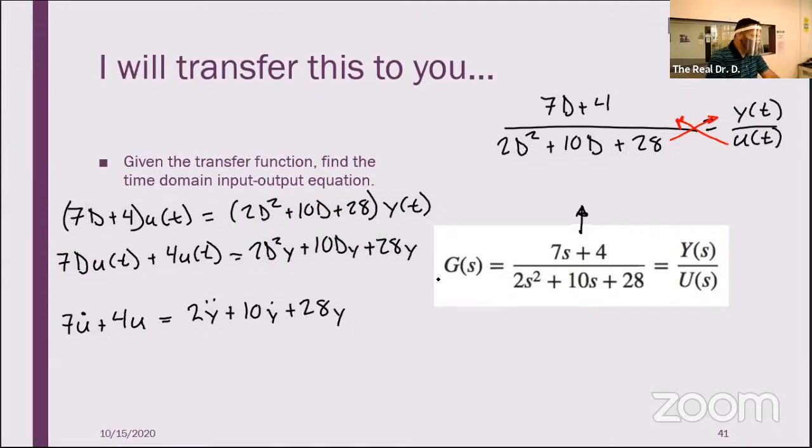You guys have any questions so far on transfer functions, linearization, anything else that we did today? No. Everybody's good.